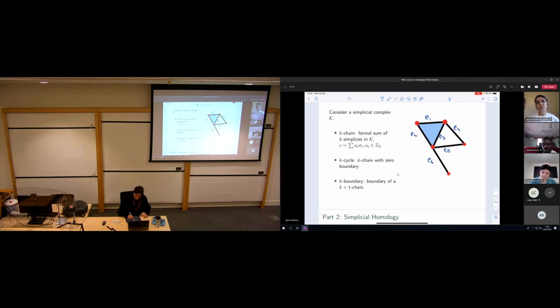Last definition: a K-boundary is a K-cycle that is the boundary of a K plus 1 chain. Okay? In this example, we had our cycle C1. C1, we said, is a one chain, which is also a one cycle and is also a one boundary.